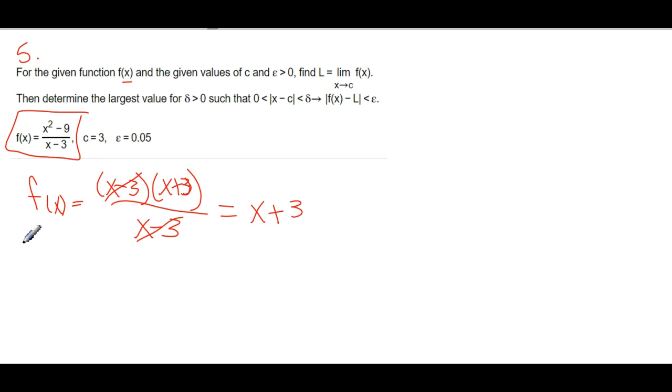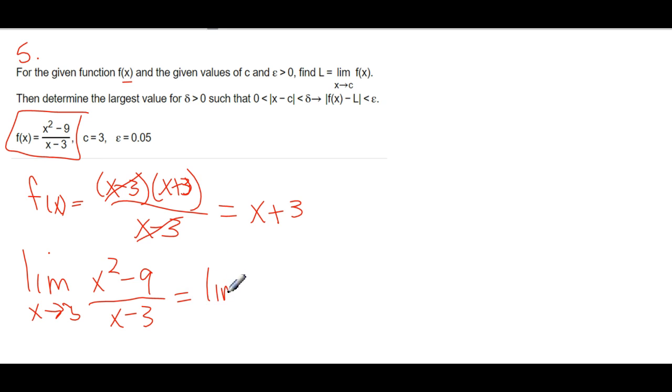Alright, so what is the limit as x approaches 3 in this problem? Because it reduced, the limit here is the same as the limit in the simplified version, which is simply x plus 3. Here I couldn't plug in a 3 because it would have caused division by 0, but here there is no division, so I don't have to worry about it. So I can plug in 3, I get 3 plus 3, which is equal to 6.